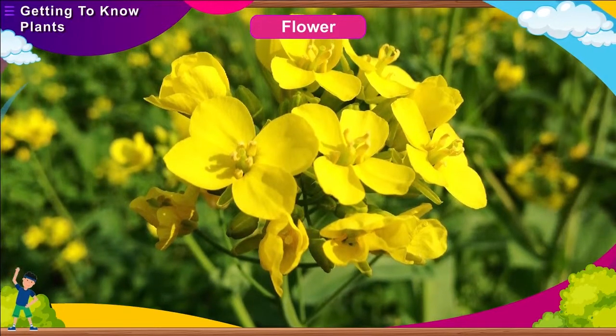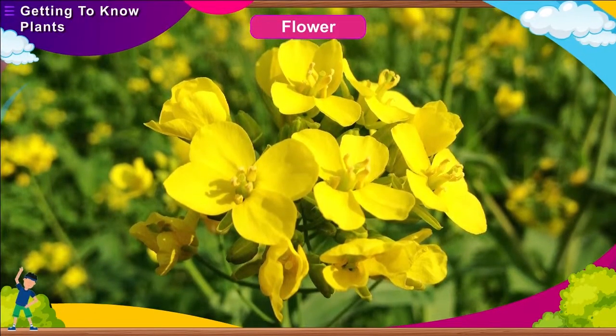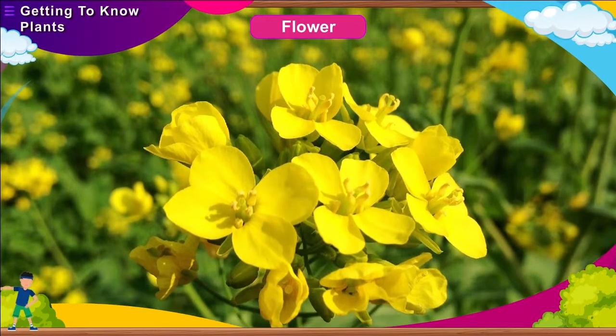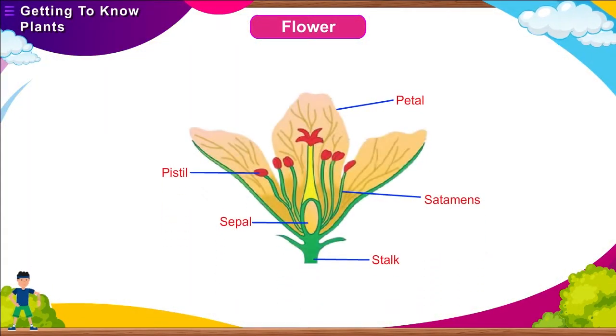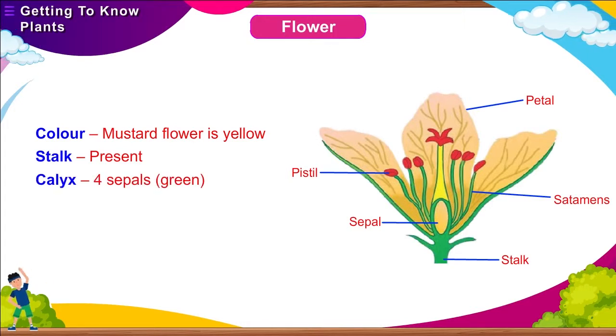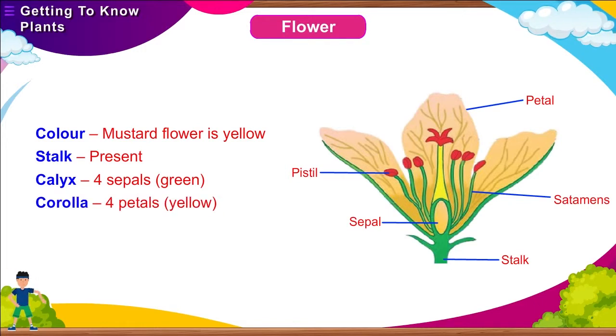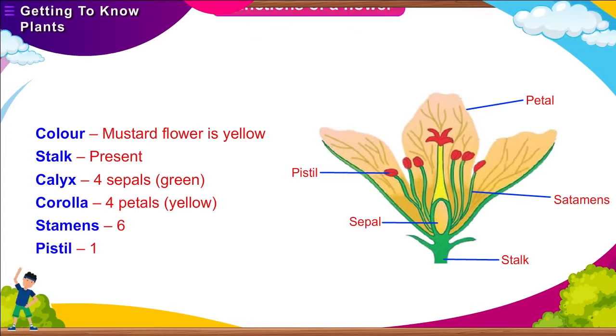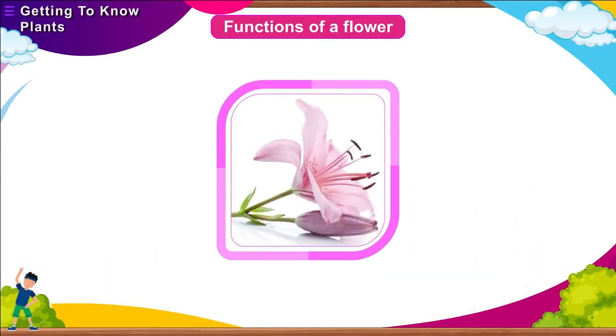To study different parts of a flower, take a mustard flower or select any flower in your surroundings. Study, draw, and label different parts of the flower as described here. Color. Mustard flower is yellow. Stalk, present. Calyx, 4 sepals, green. Corolla, 4 petals, yellow. Stamens, 6. Pistil, 1.